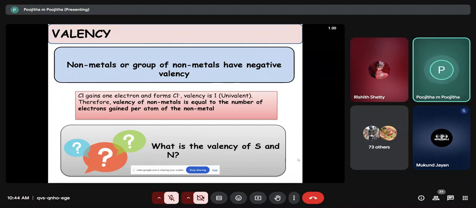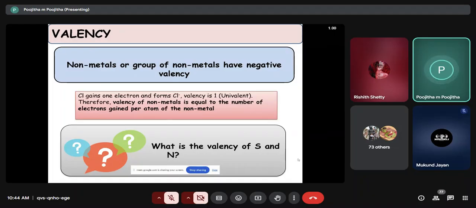Non-metals or group of non-metals can also have negative valency. So the formula of the radicals and all, one by one, when I start the valency chart, we will discuss. See, one example I have given here, chlorine atom. So chlorine gains 1 electron to form chloride ion. So valency is -1 and it is univalent. So what do you observe? For a non-metal, the number of electrons gained will be its valency.